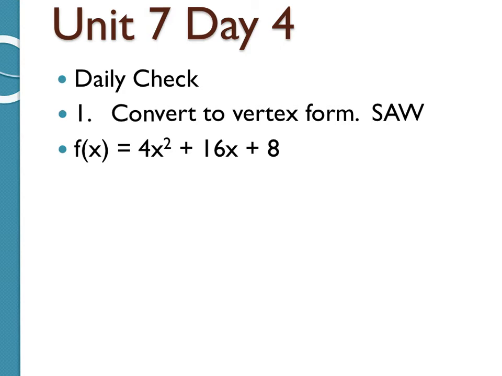we're going to find our ABC. Remember, this is standard form. So we have an A, B, C. So A is equal to 4, B is equal to 16, and C is equal to 8. So we're going to take this to find our vertex. So in the vertex, we're going to use the formula, negative B over 2A.